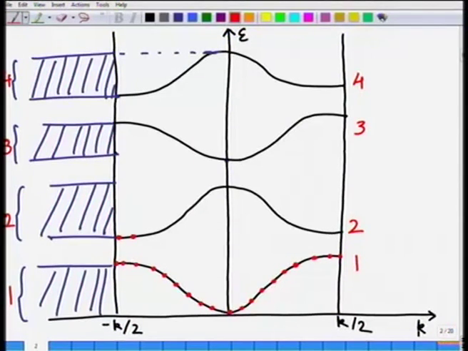Likewise, I am going to fill up band number 2 also. I am going to fill up all the K states with electrons there as well.